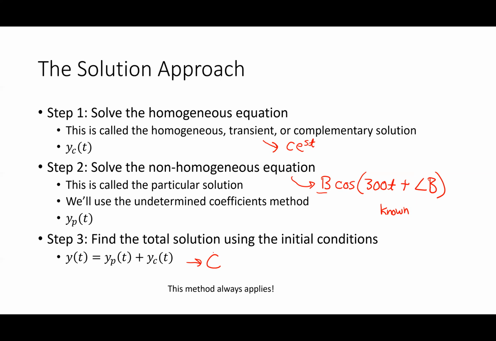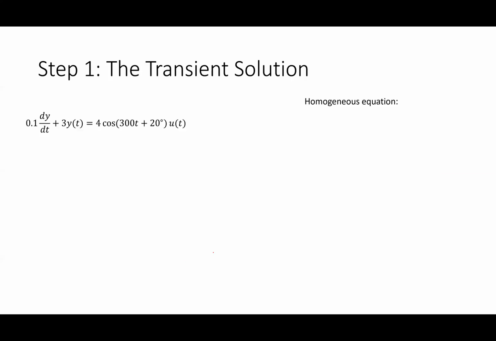So, step 1, transient response. What's that? What do I do to solve for that? Yeah. Set the right side equal to 0. And I change my y to y sub c. 3y sub c of t equals 0.